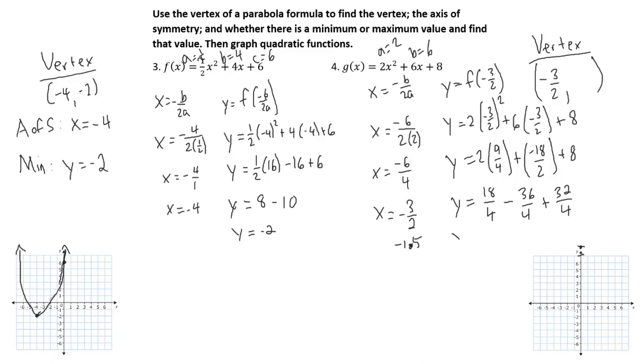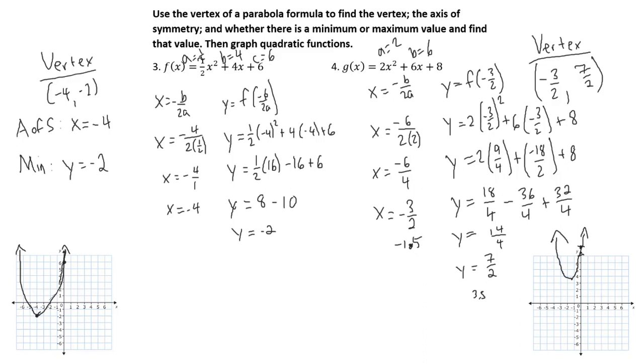So now we all have a common denominator. We can simplify that: 18 minus 36 plus 32 would give you 14 over 4, or 7 over 2, which as a decimal approximation is 3.5. So we have our vertex at -3/2, 7/2. So graphing that would be -1.5, 3.5 right there, and so we know it's going to go through that point, and with symmetry, going to look something roughly like that.